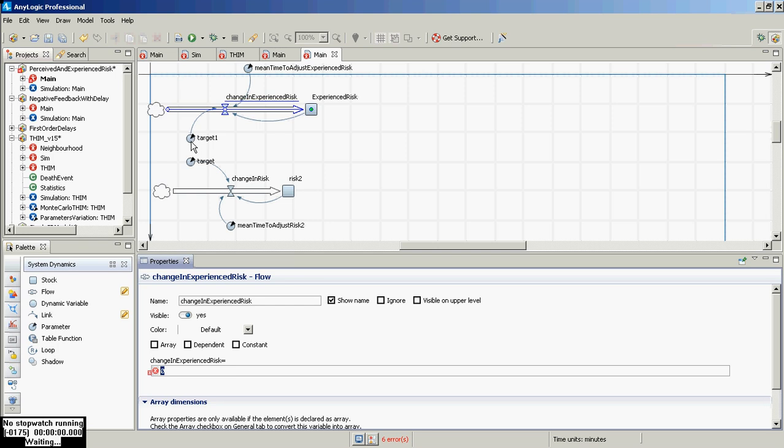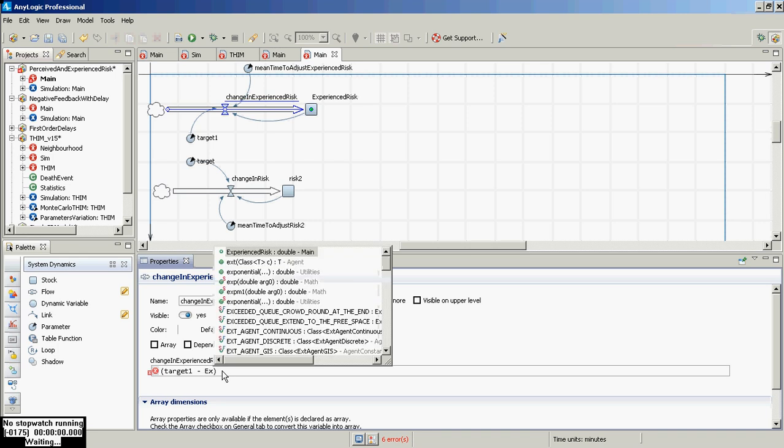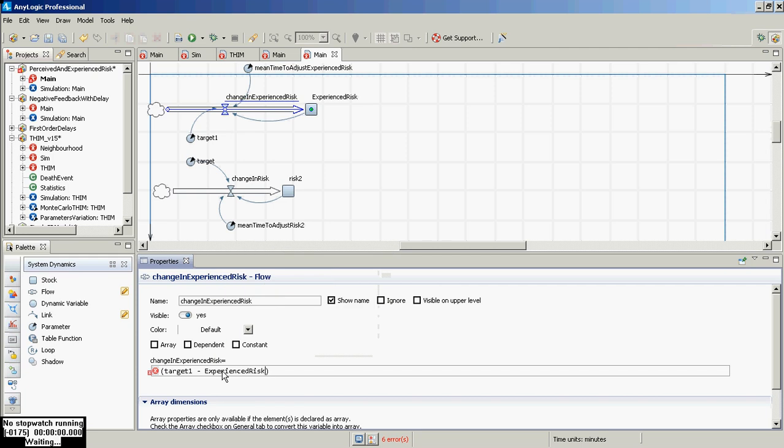Now, this target 1, for didactic reasons, I'm going to leave it with that name for now. So we want here target 1 minus the experienced risk. Control space. Control space will fill things in for you. I think I've mentioned that before. This is a feature of Eclipse, the framework in which this is built. You do control space after typing it, and it'll fill in the rest. Okay?